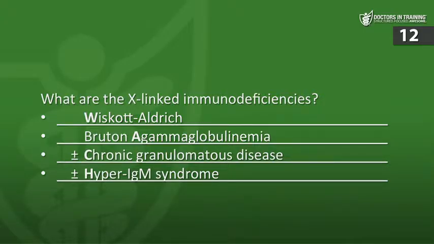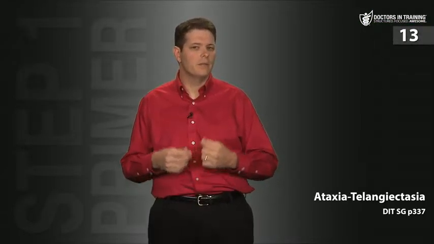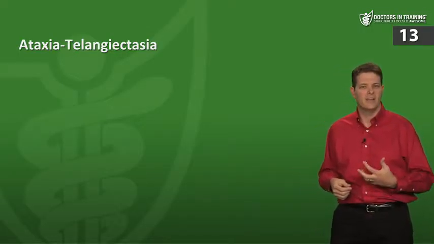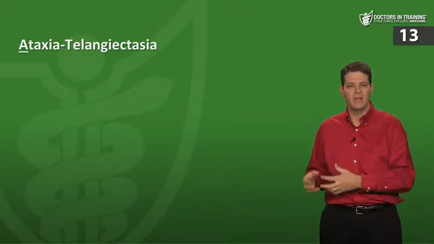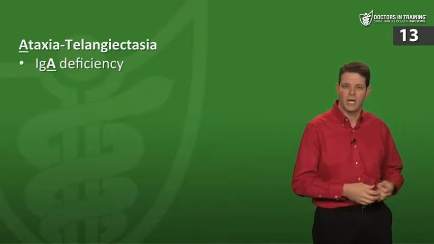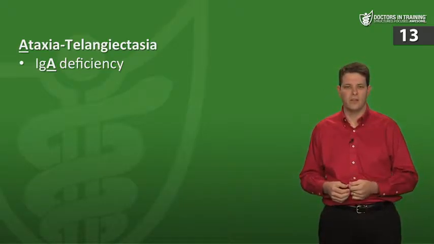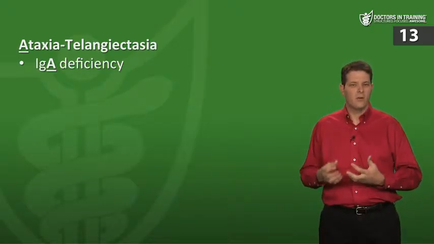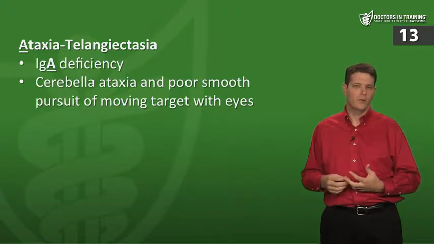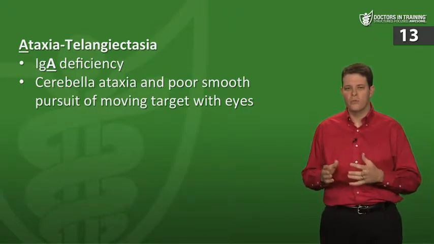So there are different ways you can group all these diseases in your mind. We're grouping them by what kind of immune cells are affected, but it might also be useful to think about the inheritance patterns. And then our last combined B and T cell deficiency is called ataxia telangiectasia. So ataxia telangiectasia is an IgA deficiency. So remember the A for ataxia and A for IgA. But in addition to the IgA deficiency, there's also a decreased number of T cells. Now, there's a cerebellar ataxia, and then also a poor, smooth pursuit of a moving target with the eyes.